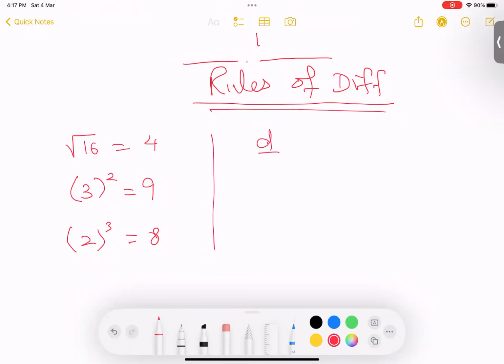Similarly, this is called the differentiation operator. I repeat my words: this is called the differentiation operator.